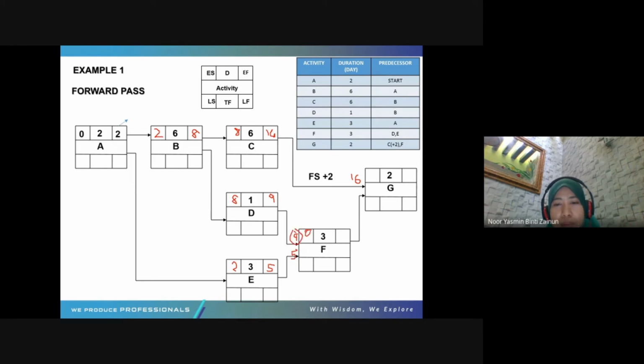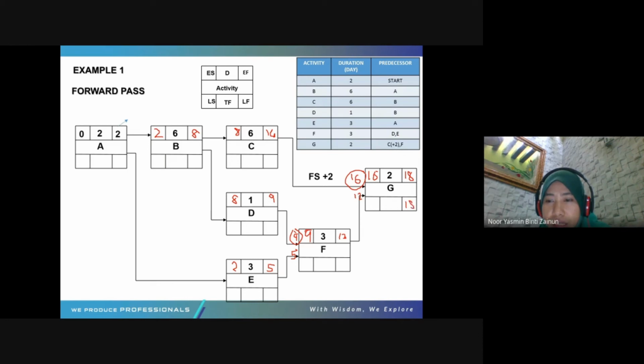Forward pass, you need to choose the biggest value. So 9 plus 3, 12. So you have 12 and 16. The biggest is 16. 16 plus 2, 18. Okay, so the total duration for the project is 18.